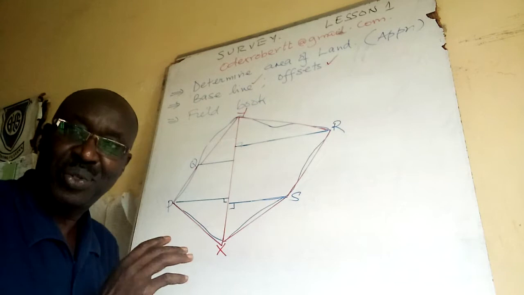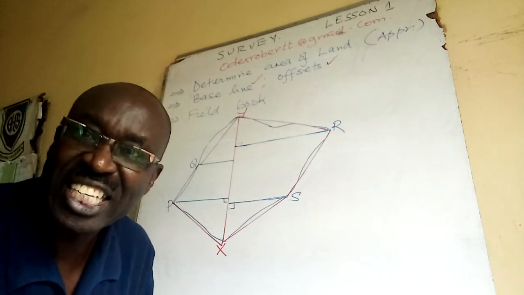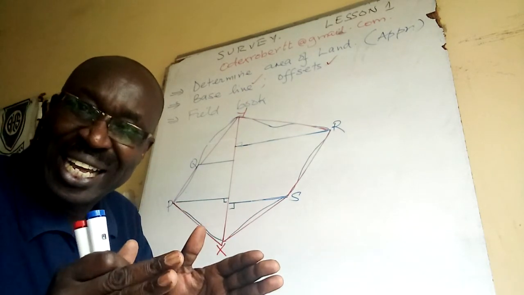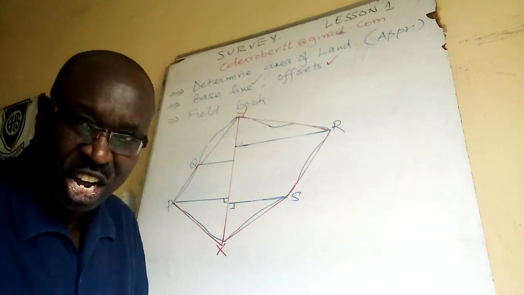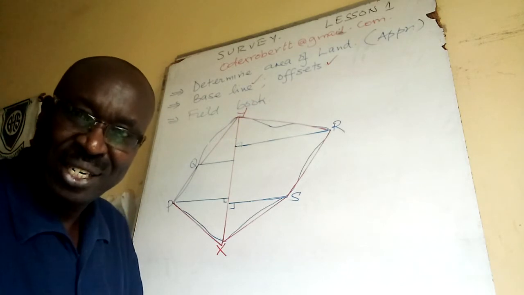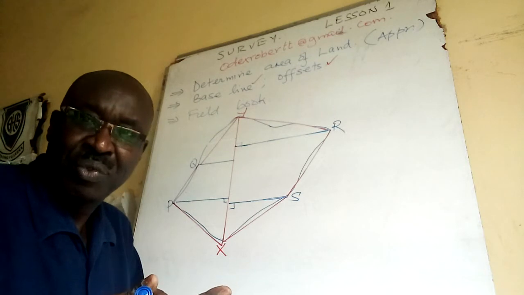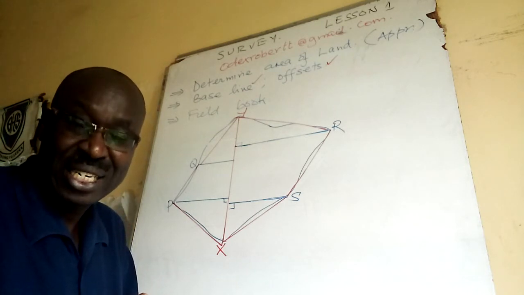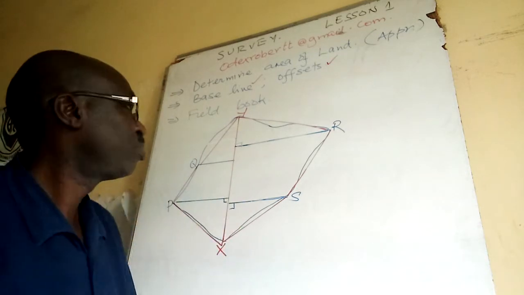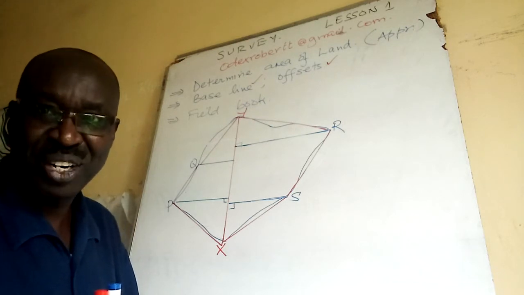Now you can see that is the surveying technique. We had an irregular boundary that has been converted into straight lines. The blue is the original, and the red is the conversion.